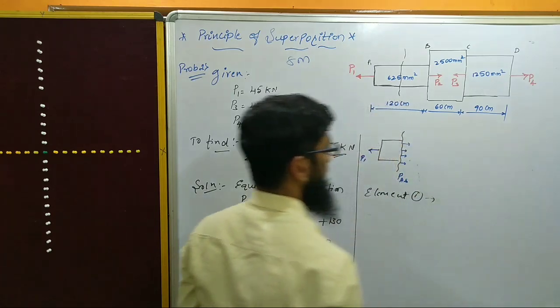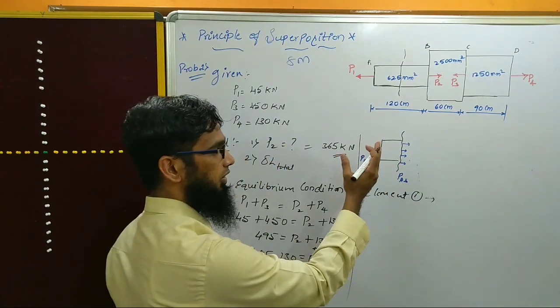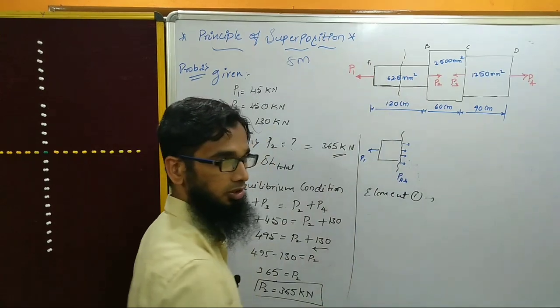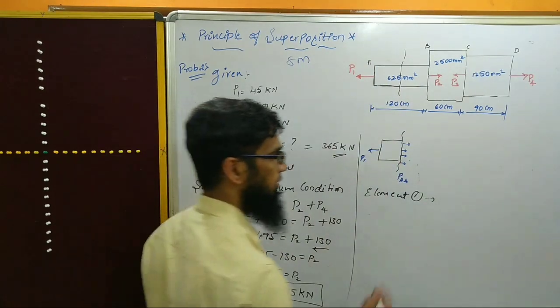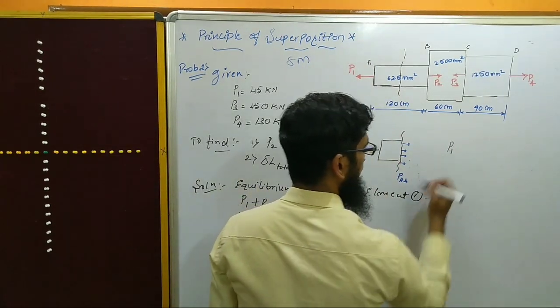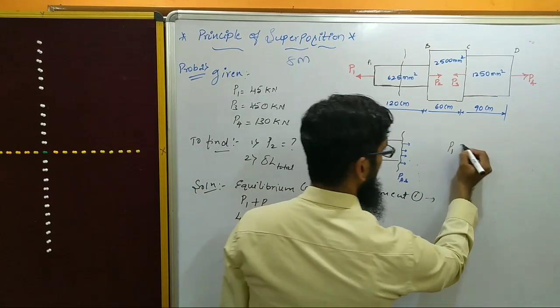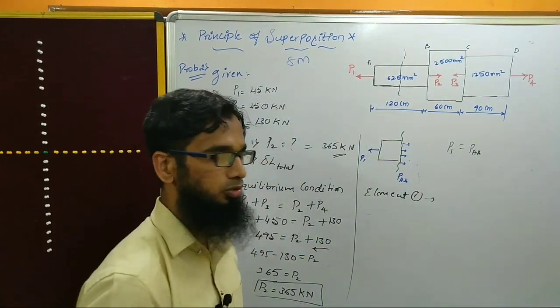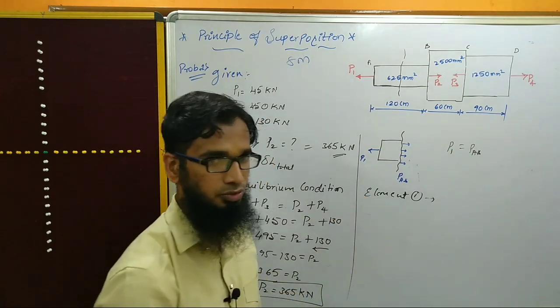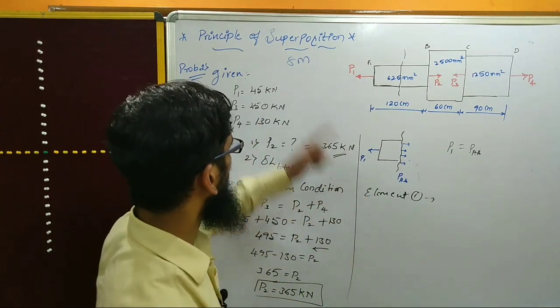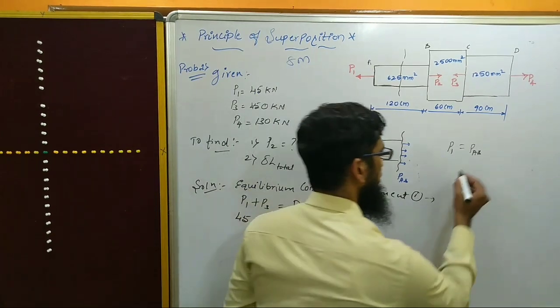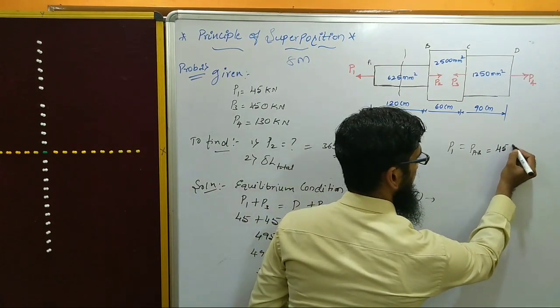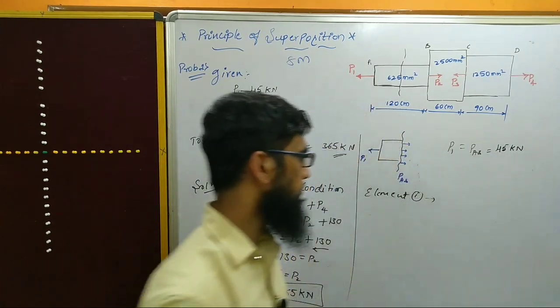Okay, now you can see only what I have taken, this half part I have taken. Now by using this condition, P1 is equal to PAB. I hope you are getting this one, because the left hand side forces is equal to right hand side forces. Now P1 is equal to what? He has given the 45. Now finally this is 45 kilonewton.